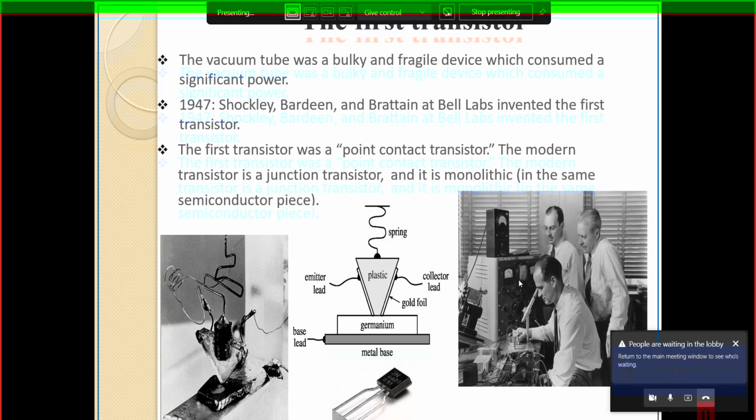You can see that this is the instrument, this type of station, a radio station, and that was the device in the previous years, in the years 1931 to 1940. Still vacuum tubes were used there, but after that the scientists of Bell Laboratory invented the first transistor. That is the transistor. You can see that.